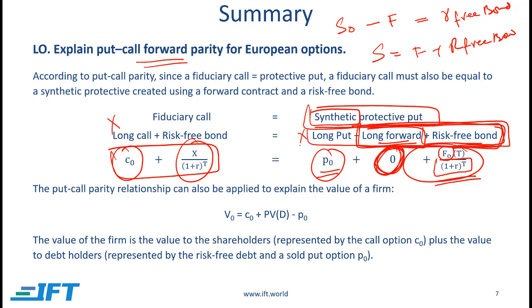Now the last part which we talked about in this video is the application of put call parity to the value of a firm, where we have established that the value of a firm is equal to the value of a call option plus the present value of debt minus the value of a put option. And that is it for this learning module.